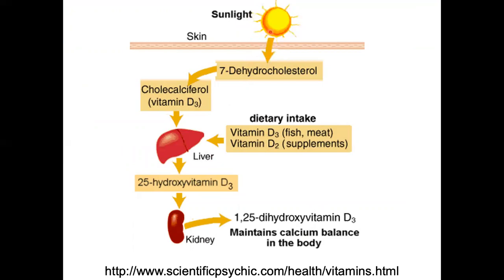Here's an animation. So sunlight hits your skin, converts it to vitamin D3. D3 is going to go to the liver. It's going to convert it to a different form of vitamin D3. It goes to the kidney. The kidney is going to convert it to a different form of vitamin D3. This is the active form. It's going to pull in calcium from the digestive tract. You can get it from supplements and fish and meat.